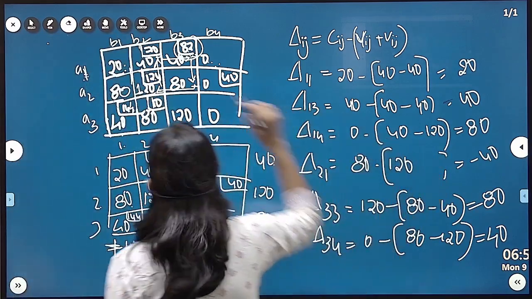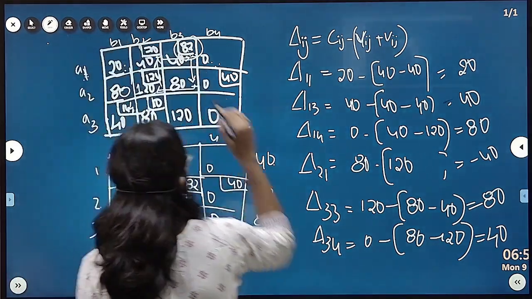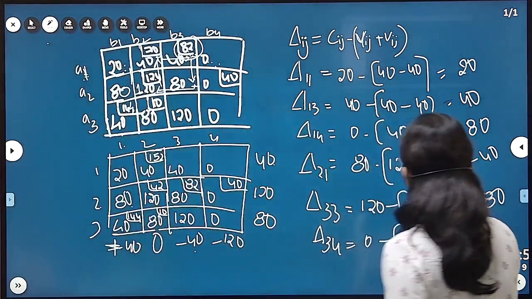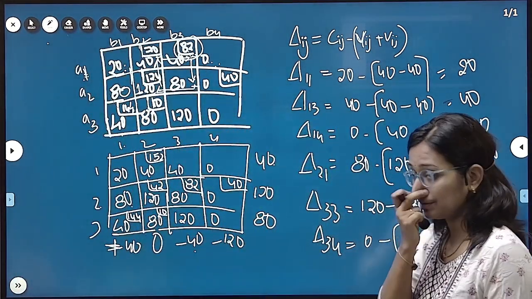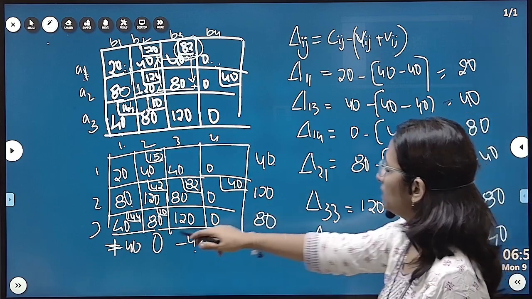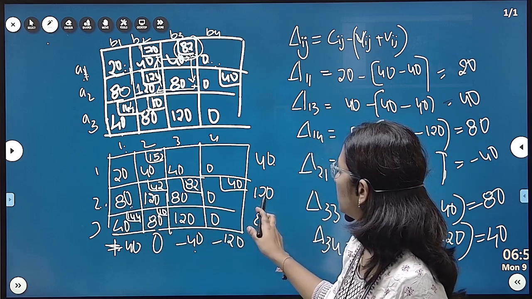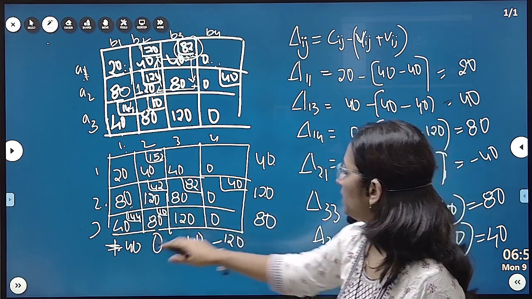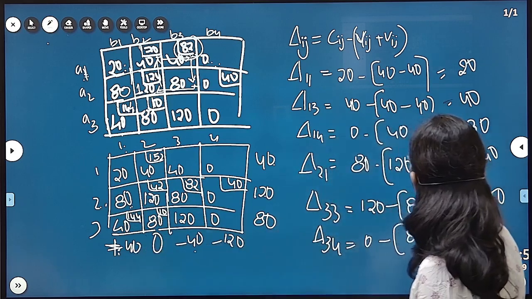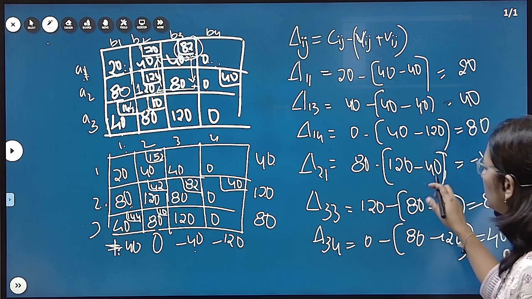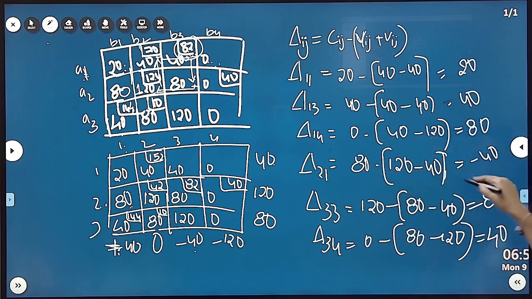You are not looking at the question. So here minus 40 you will get, right? Here 2 1 80, 80 minus 120, minus 40. So we will get 80 minus 80 and plus 80, it will get 0. So the values are positive, so our solution is correct.